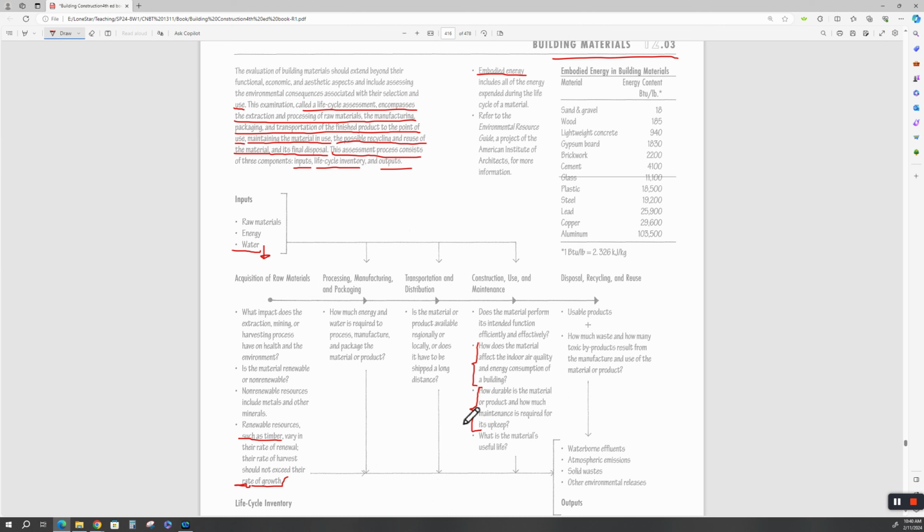And then it's not going to rot. That Hardie plank, or Hardie siding, will not rot. And you can use just about any kind of paint on it. And what's the material's useful life? How long? What's the lifespan of that material?